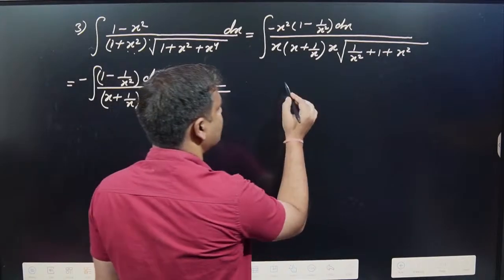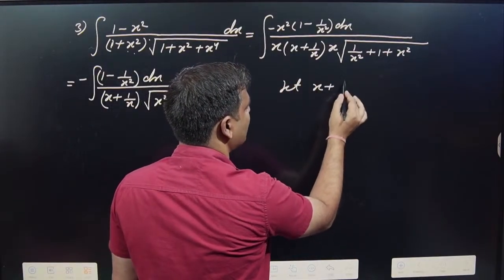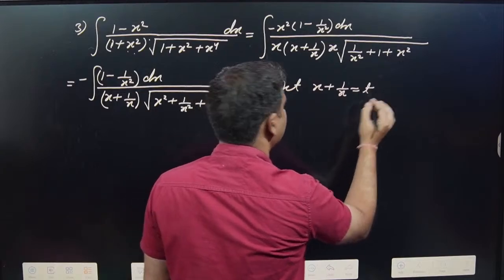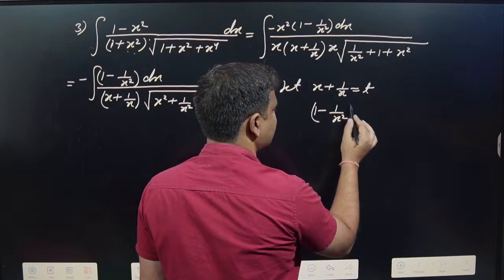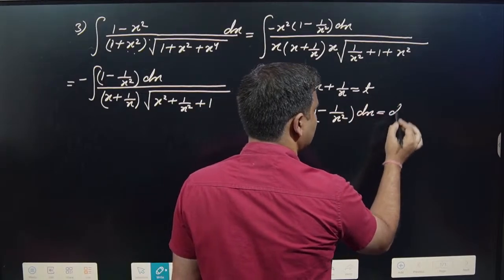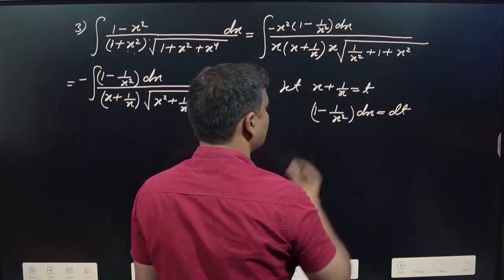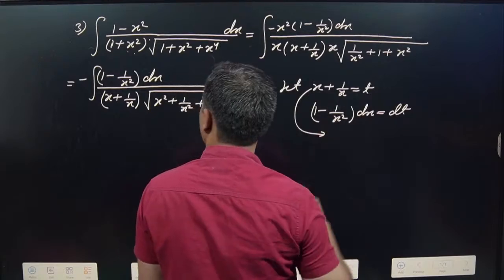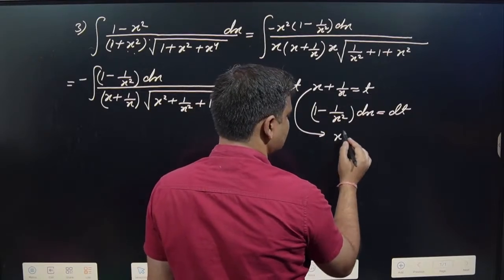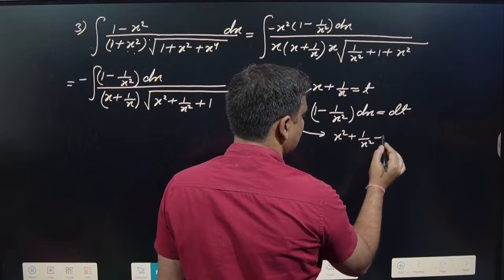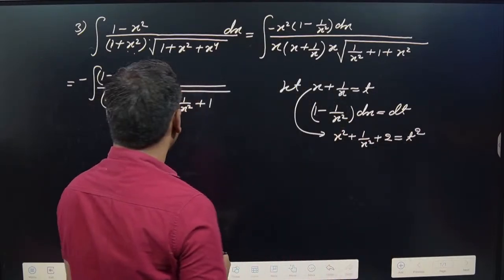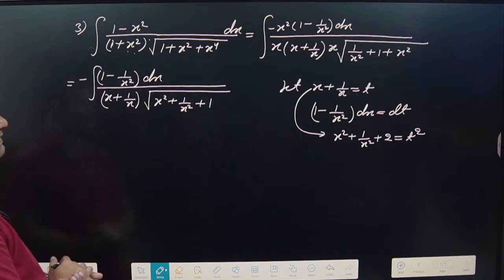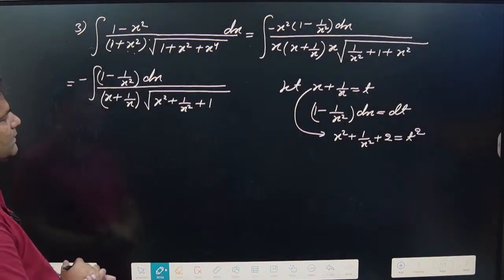now let x plus 1 upon x be t. Then differentiation of this, (1 minus 1 upon x square) dx, will be equal to dt. Okay, now squaring both sides, we get x square plus 1 upon x square plus 2 equal to t square. Clear? This is written as t square.